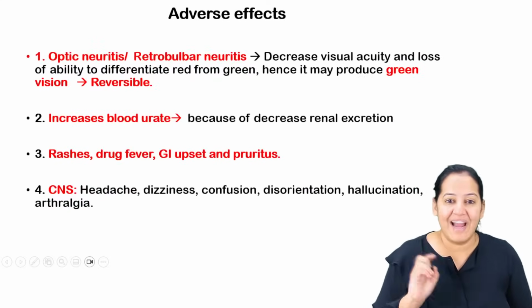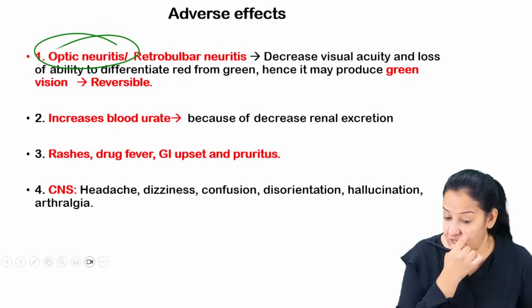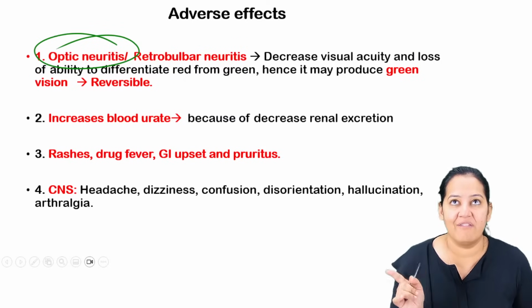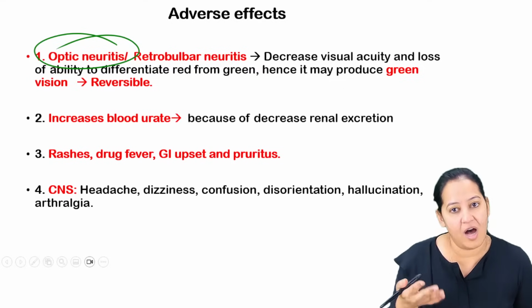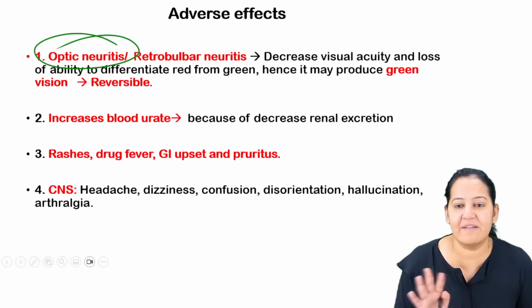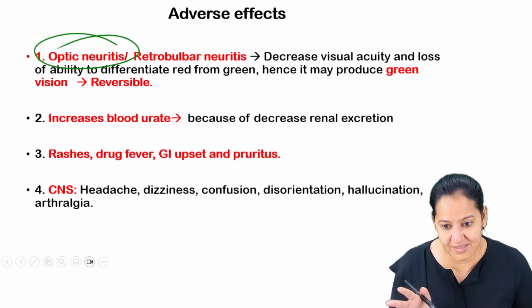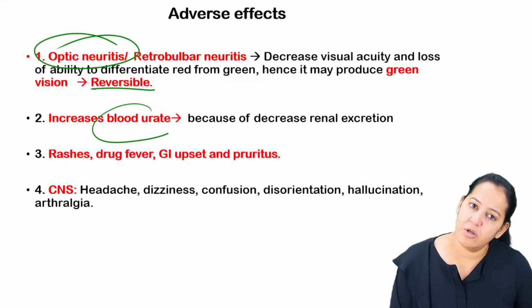Say yes. Side effect: here, the main side effect is optic neuritis. The patient will have color blindness. If you are giving it to a driver or pilot, ask them to leave their job because they will have color blindness. It's reversible, although it's never given in children. As soon as color blindness develops, we stop the drug. So it's reversible. Here also gout is there.